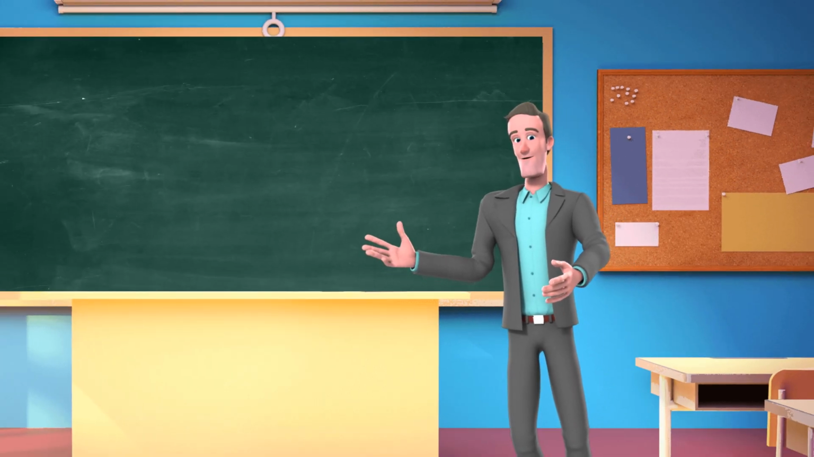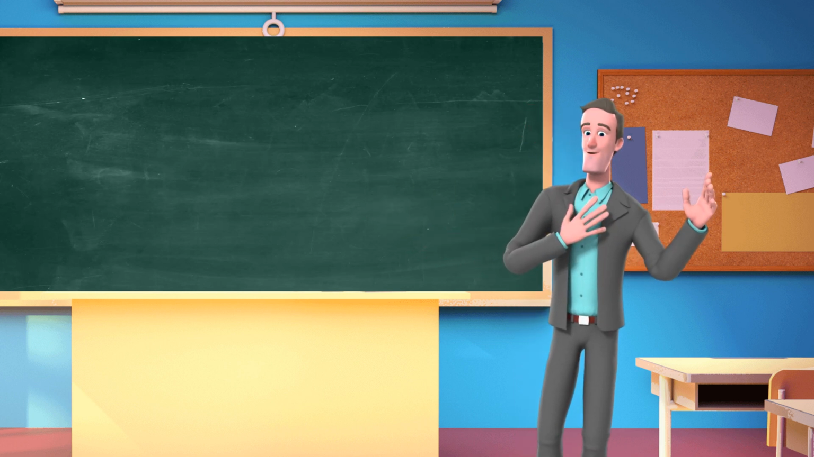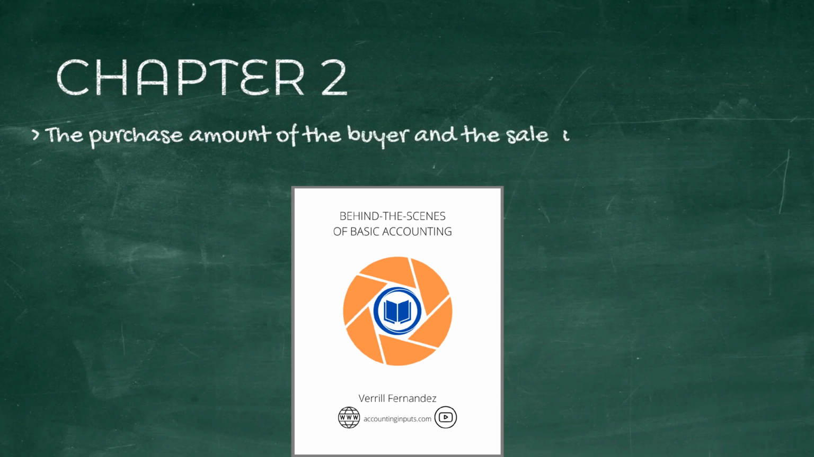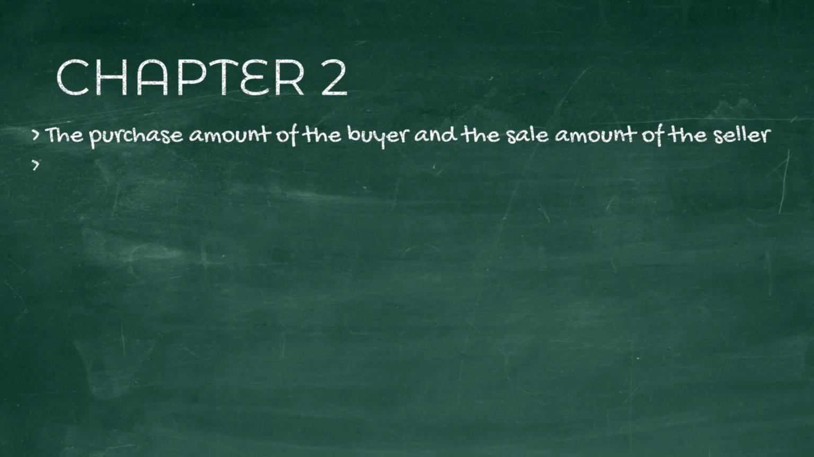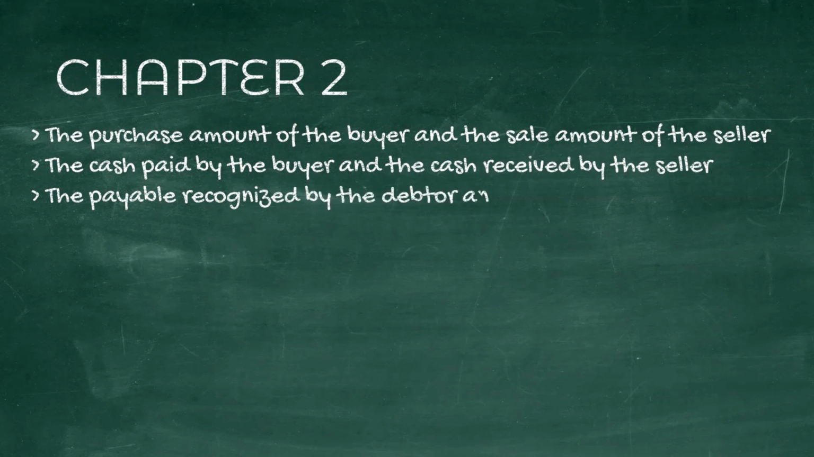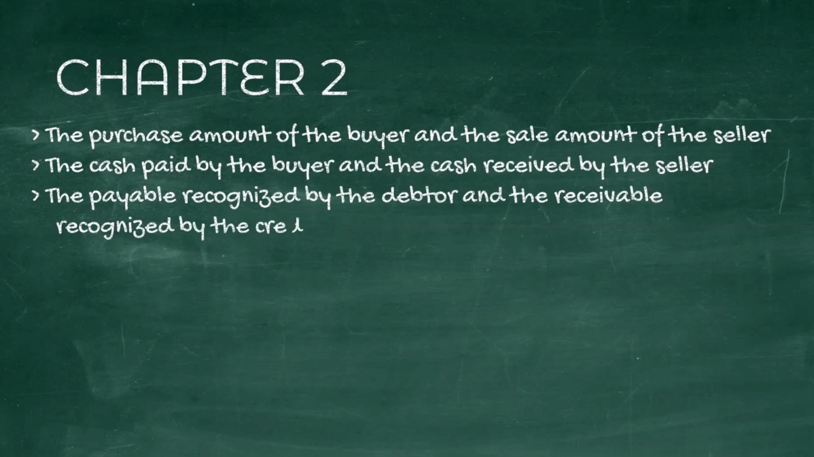Since you're already here, let's discuss accounting effects from business relationships. In Chapter 2 of our book, we discussed reconciling the following: the purchase amount of the buyer and the sale amount of the seller, the cash paid by the buyer and the cash received by the seller, and the payable recognized by the debtor and the receivable recognized by the creditor.